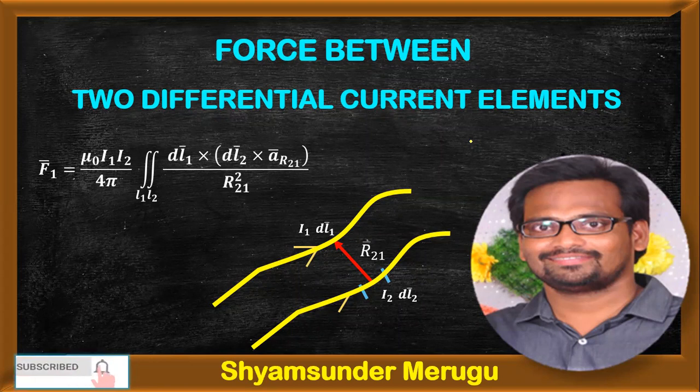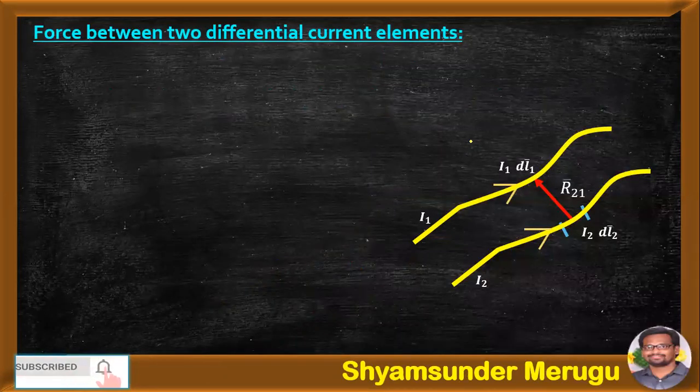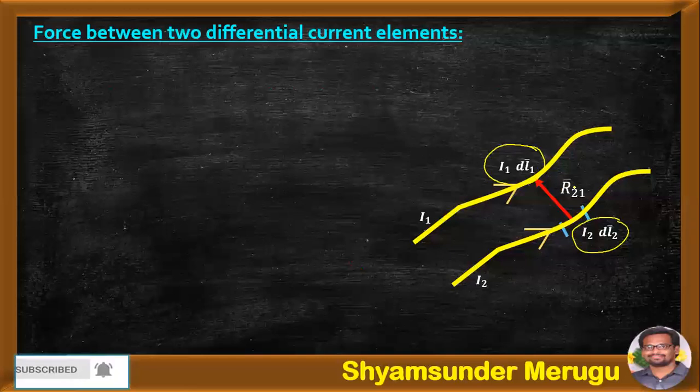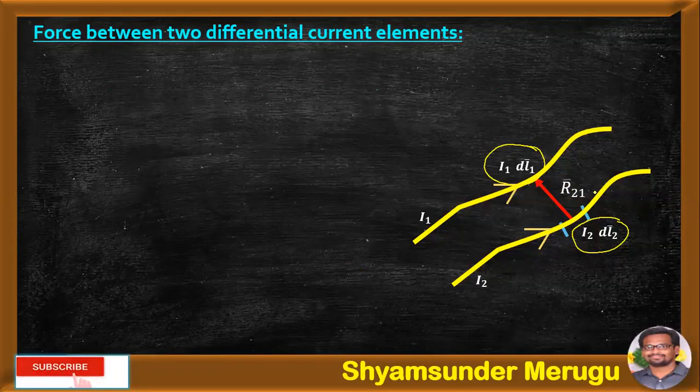In today's video lecture, we are going to derive the expression of force between two differential current elements. Coming to the derivation part, let us consider two differential current elements I1 dl1 bar and I2 dl2 bar. Now the distance vector between these two current elements is r bar, and when we calculate the force on the current element I1 dl1 bar due to the field produced by I2 dl2 bar, then the force that we are considering is from the current element 2 to the current element 1.